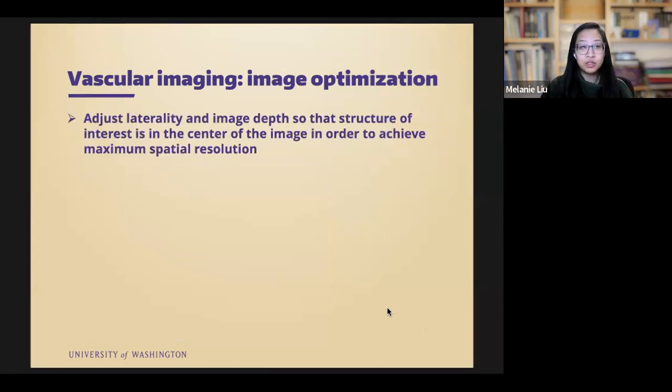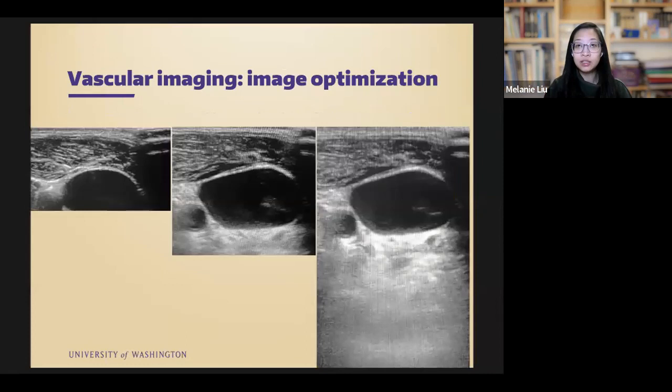So in terms of image optimization, a couple of things that we want to do. We always want to adjust our laterality and image depth so that the structure of interest, whichever vessel you're targeting, is in the center of the image in order to achieve your best spatial resolution. A couple of examples of this.